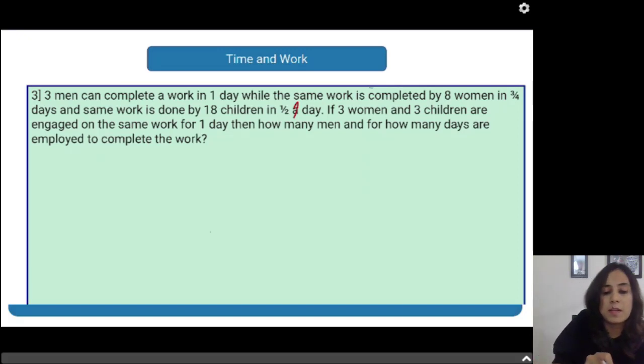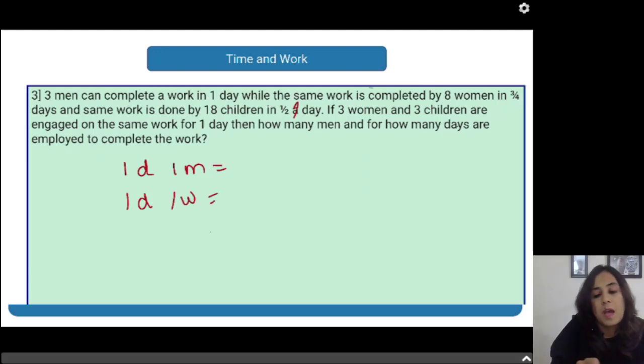So basically here we are given that 3 men can complete a work in 1 day. So find out in one day, one man will complete how much job. Then secondly, we are given 8 women can do it in 3/4 days. So find out in 1 day, one woman will do how much job, and in 1 day one child will do how much of the job.